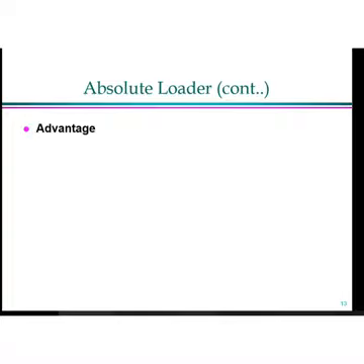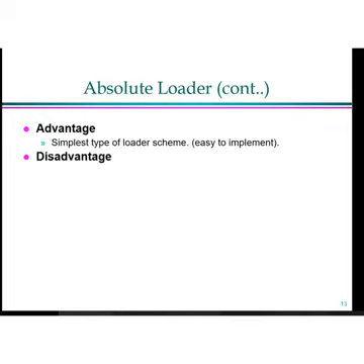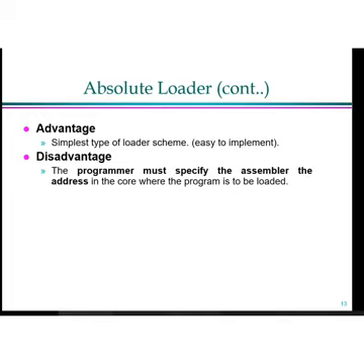So what is the advantage of using an absolute loader? I have already specified it is the simplest type of loader to implement, very easy to implement. But it comes with a lot of drawbacks. The very first is, as the programmer is going to allocate the space, allocation is done by the programmer, right? So the programmer has to specify all the addresses to the assembler.